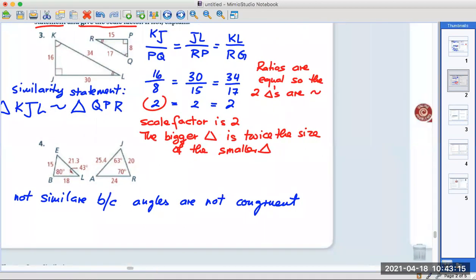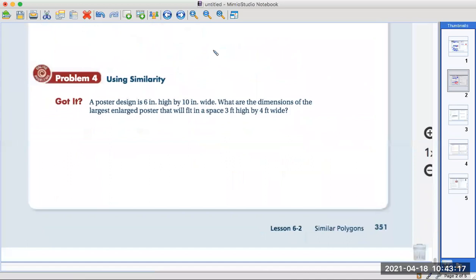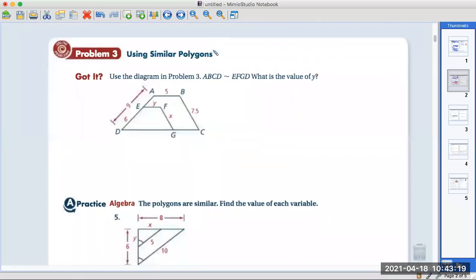Okay, let's move on. Next page is page 351. Let me do the question on top. Use the diagram, and it says using similar polygons. So notice that they're already telling us the polygons are similar, so we don't have to prove it. It's giving us the statement so you know which side lengths are corresponding. So that's an easier one. This is always good to have, this statement here.